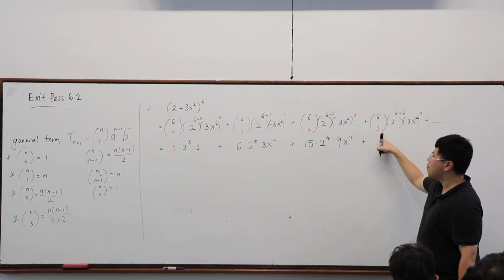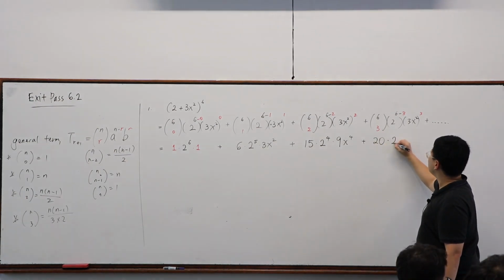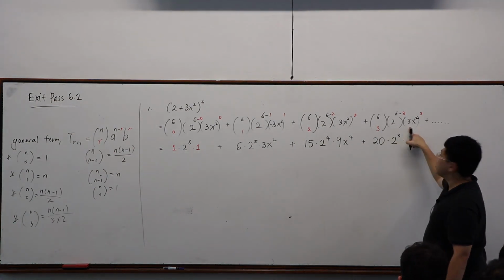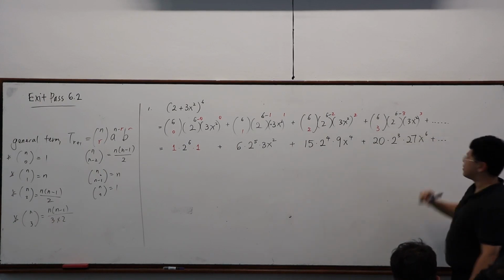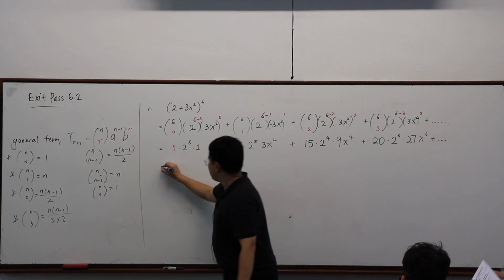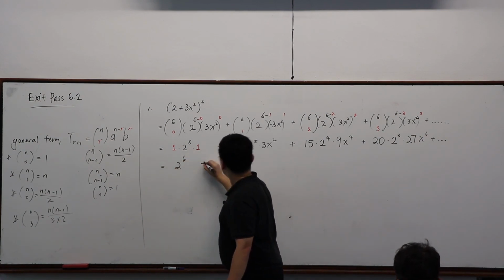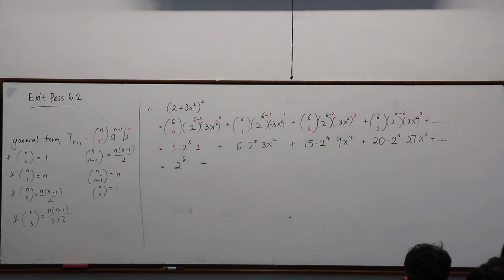Okay, 6 choose 3. 20. So 20 times 2 to the power of 3. Then 3 cubed, 27. X square cubed will be x power 6. Okay, then the rest we use calculator. So this one would be 2 to the power of 6 plus this. Okay, we get the coefficient out.